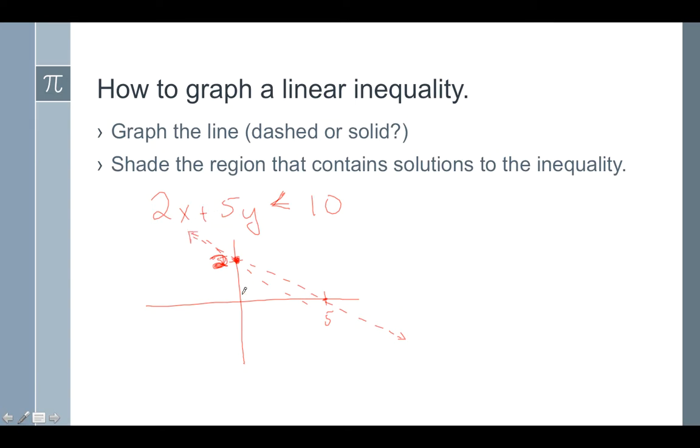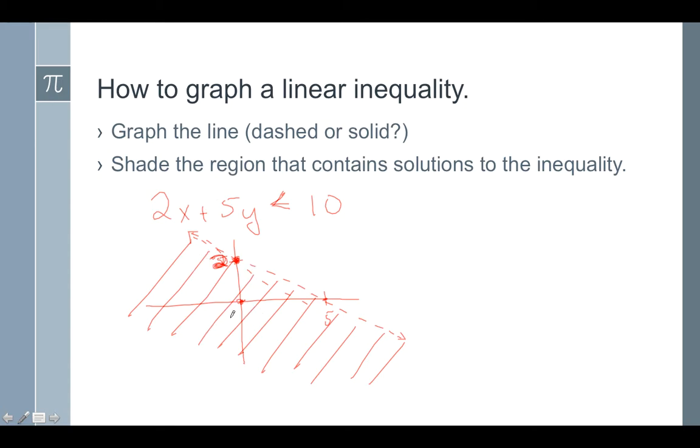And we want to test some points. I like to test the point 0, 0 to see if it's a true statement. I get 0 plus 0, and sure enough, that's less than 10. So I need to shade off the line this way. That makes sense, because we have things that are less than 10, so it goes down below.